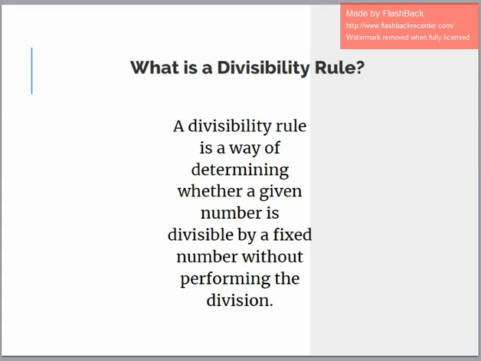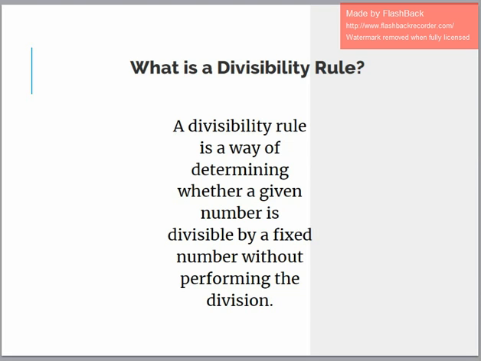So let us define first what is a divisibility rule. A divisibility rule is a way of determining whether a given number is divisible by a fixed number without performing the division. In layman's terms or in simple words, ang meaning lang nito ay meron tayong divisibility rule para malaman natin if nadi-divide ba ang isang specific number sa isang specific number.